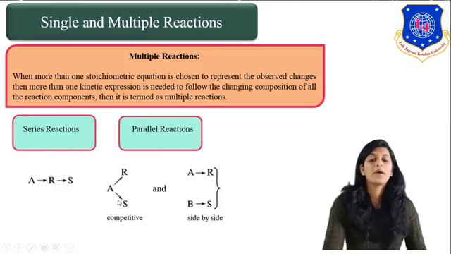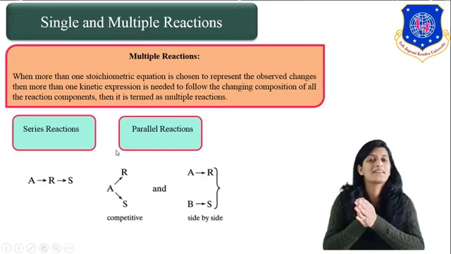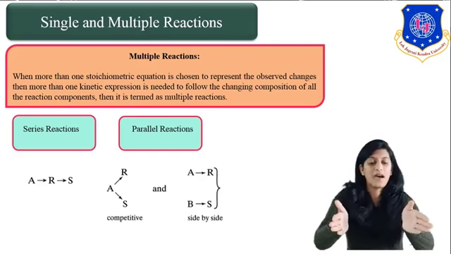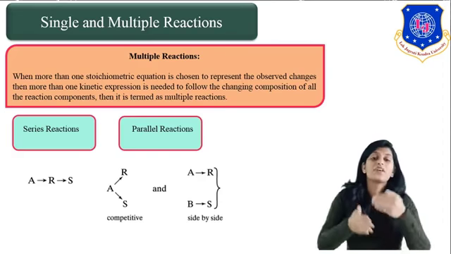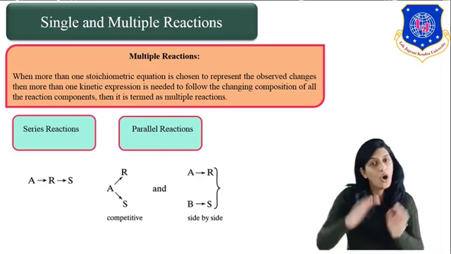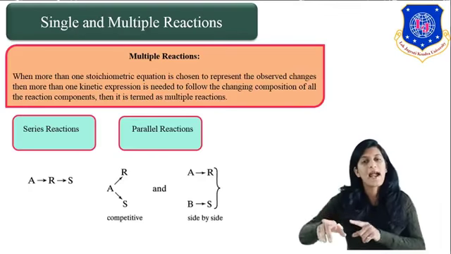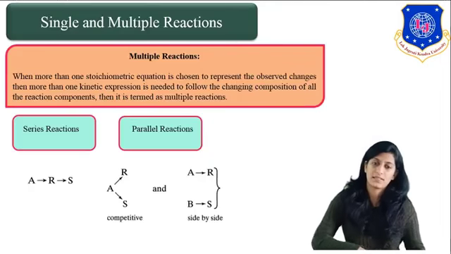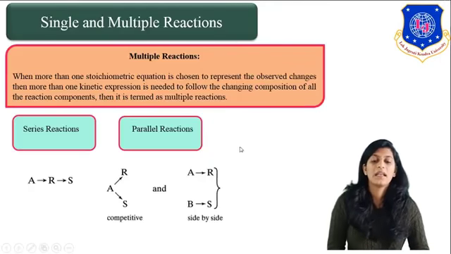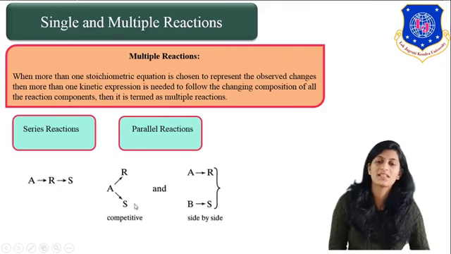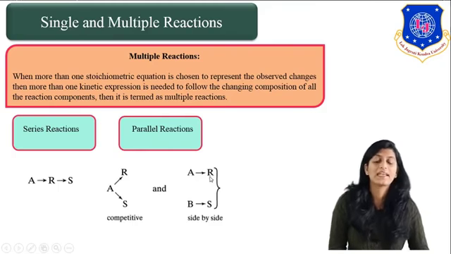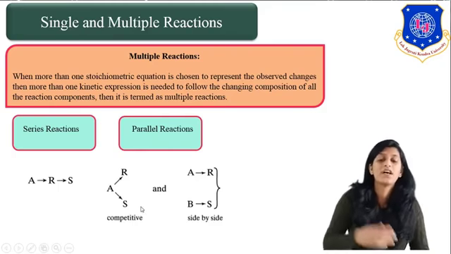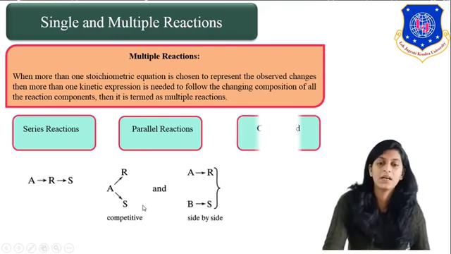Then there is a parallel reaction, right? So what do we mean by parallel reaction? When a single reactant is consumed in two different paths, then at that time it will give you two different products, or there may be two reactants giving you two different products, right? So this is like A gives you R and A gives you S. So this is again a multiple reaction, and A gives you R and B gives you S. So this is again a multiple reaction.